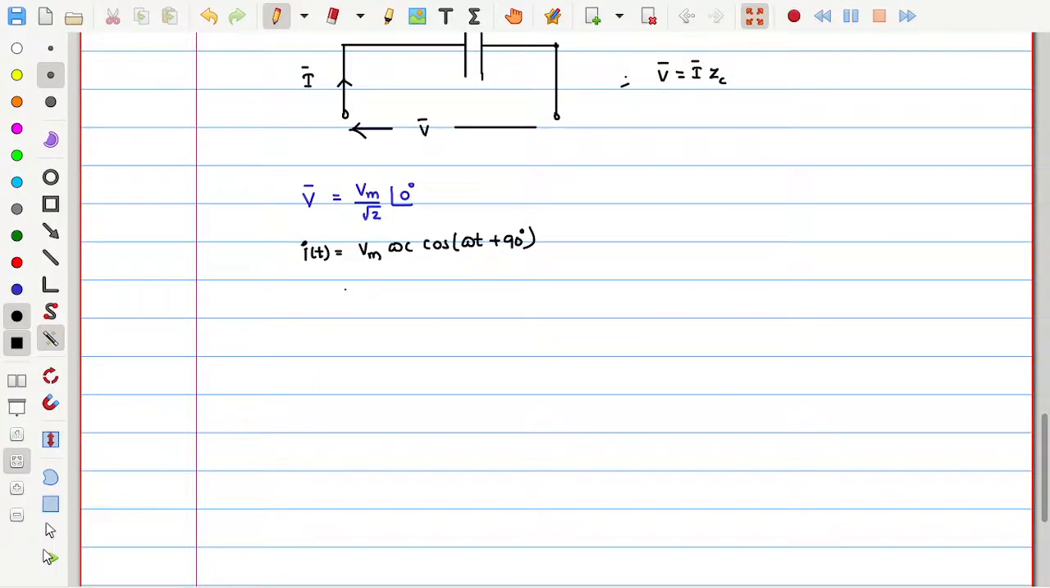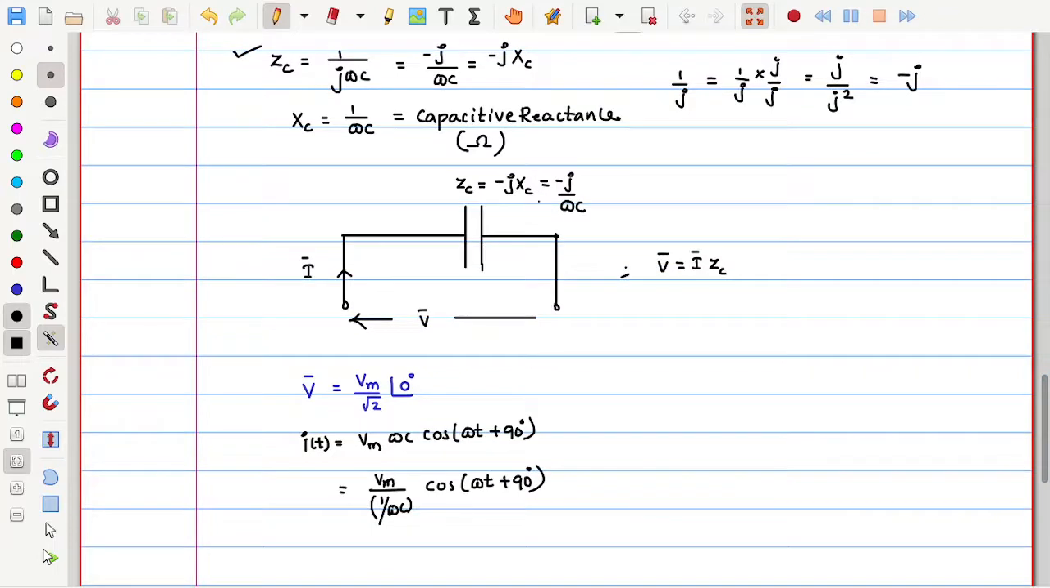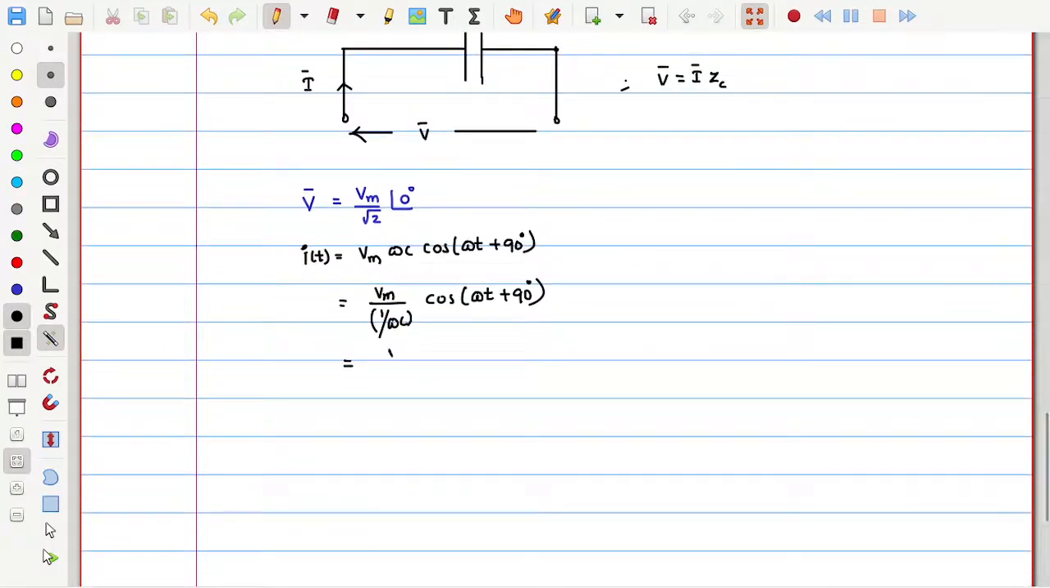This I can write now, with this knowledge, as Vm divided by 1 by omega C, into cos(omega t plus 90). What is 1 by omega C? Now tell me. What is 1 by omega C? XC. So now I can write this as Vm by XC cos(omega t plus 90).